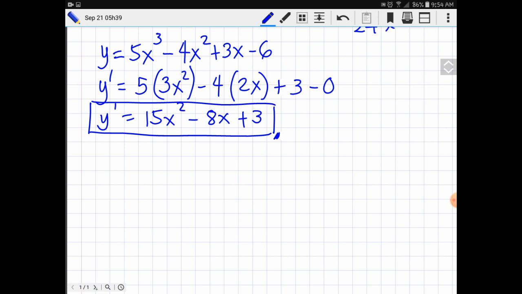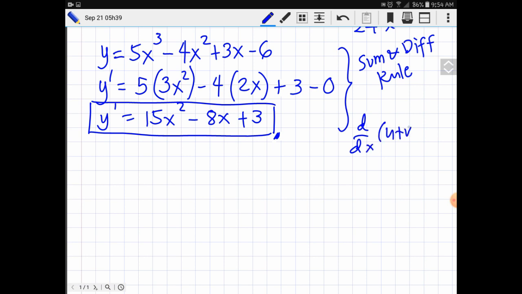As we can observe from this example, this also follows the sum rule, which states that if we have the derivative of u plus v, we are going to solve this as the derivative of u with respect to x, plus, of course, the derivative of v with respect to x.